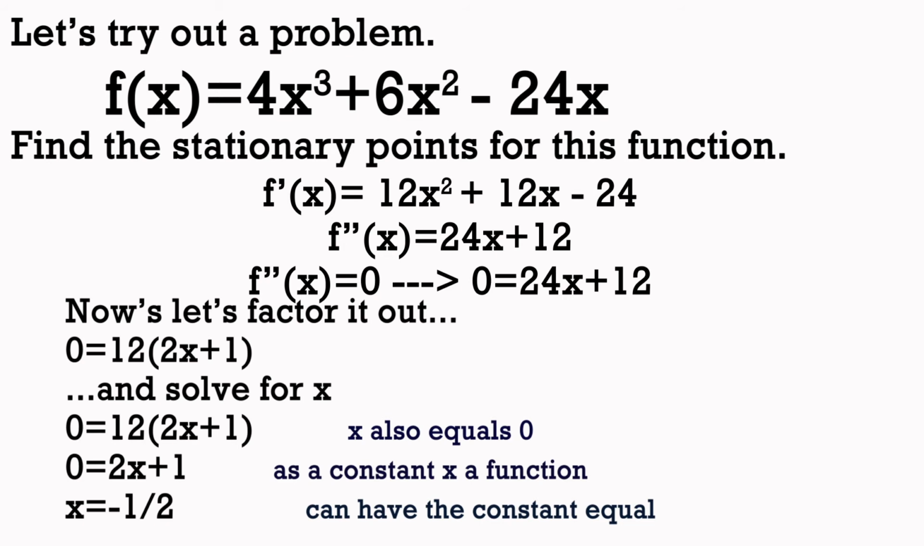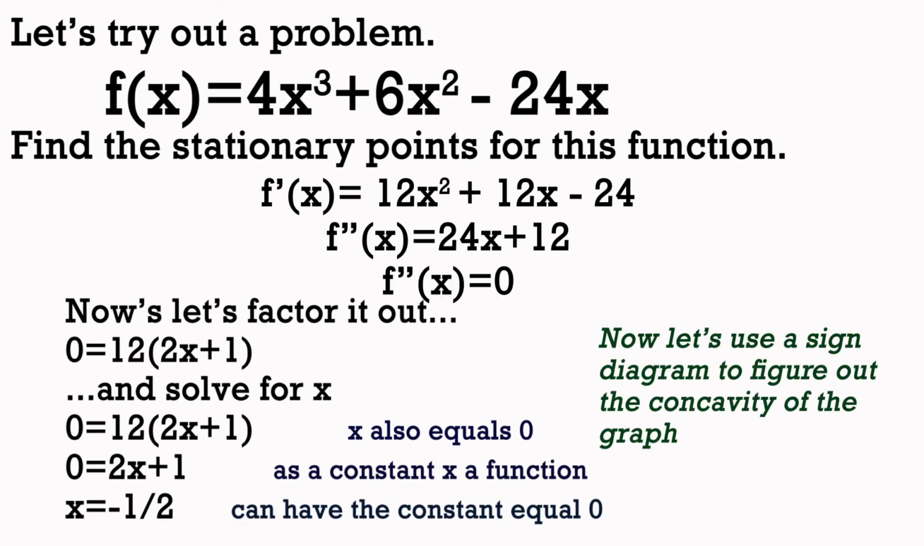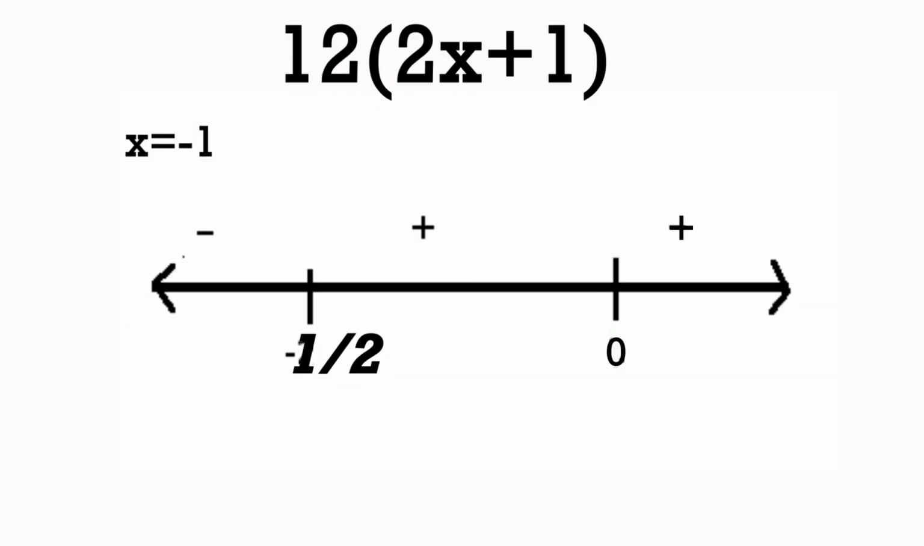We know that x equals negative 1/2. We also know x always equals 0 when it is a constant times the function. So our 2 points are actually x equals 0 and x equals negative 1/2. Now let's use the sign diagram to figure out the concavity of the graph, as inflection points tell us this. We have written negative 1/2 and 0 on our sign diagram.